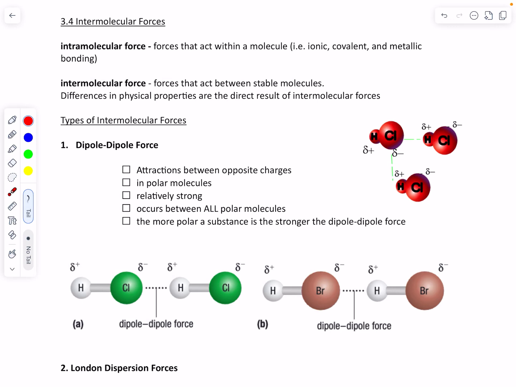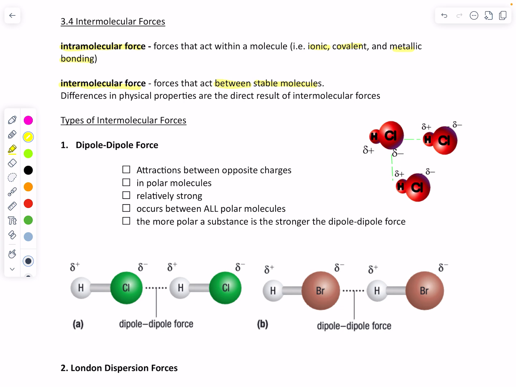In 3.4, we're going to be looking at intermolecular forces. These are not to be confused with the forces that we've talked about before, which are intramolecular forces. These are the forces that act within a molecule, for example, ionic, covalent, and metallic bonding. Intermolecular forces are forces that act between stable molecules.